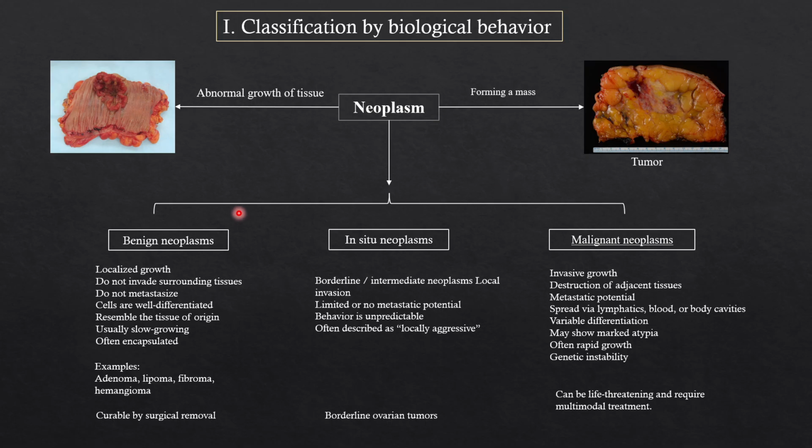Neoplasms can be of different types. This can be benign neoplasms, in situ neoplasms, and malignant neoplasms. Benign neoplasms are centrally located and have localized growth. They don't invade the surrounding tissues and do not metastasize.